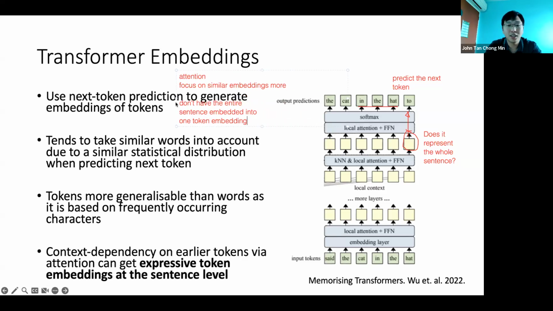You don't have that. So this is one of the issues of trying to use transformers to do sentence level embeddings. The objective is not to embed the sentence in the transformer. The objective is just to predict the next token. So there's a mismatch in objective here. If we truly want to do a sentence level objective, it's not possible because there are just too many tokens to predict for the entire sentence.